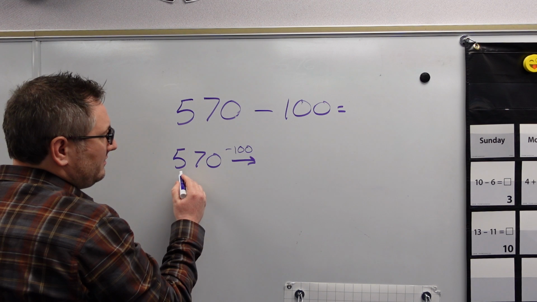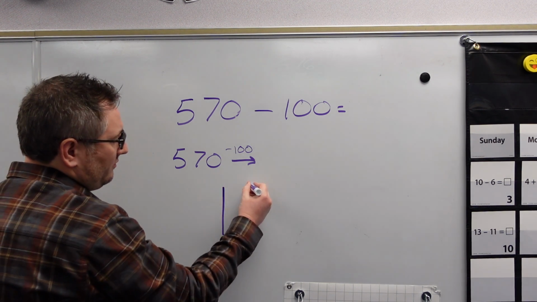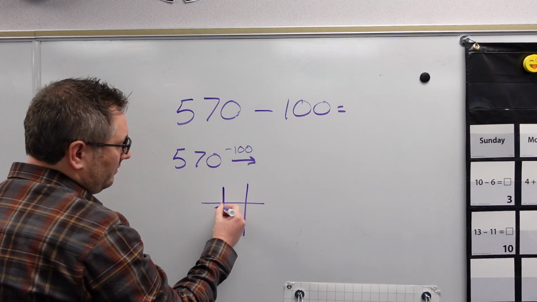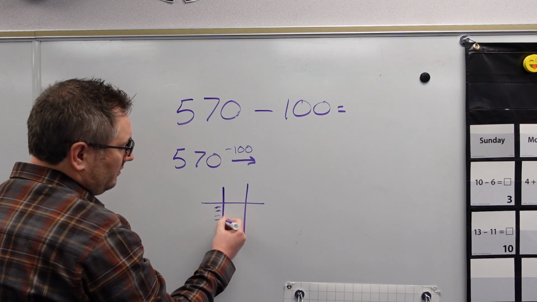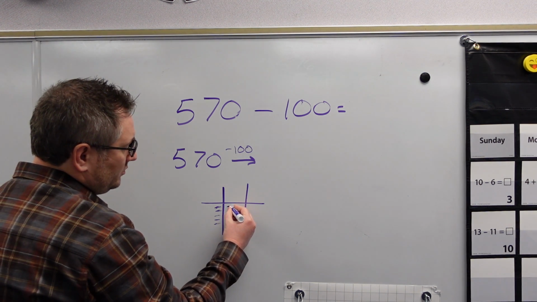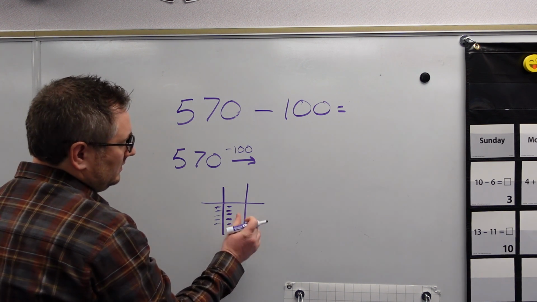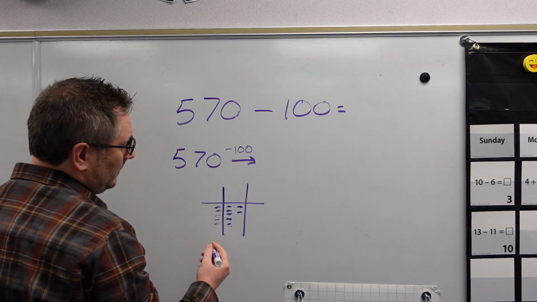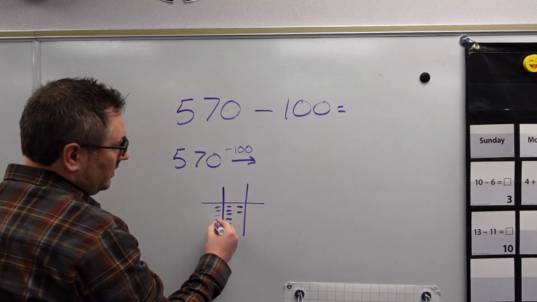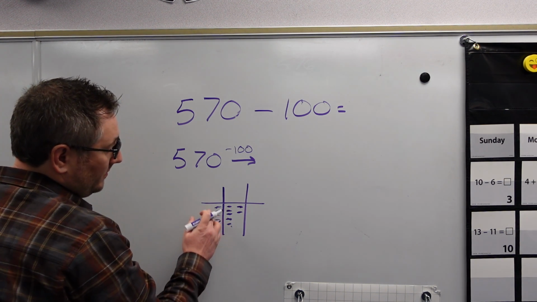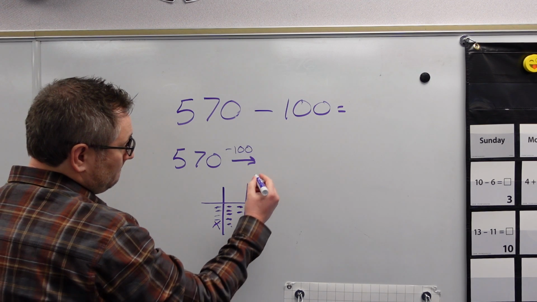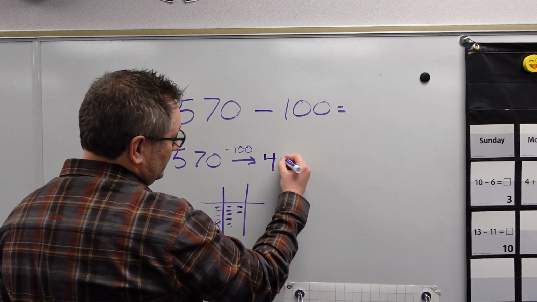So 570, take away 100, and again we have a place value chart. We have 5 hundreds, and then 7 tens. All we got to do is take away 100. Now I have 4 hundreds left. 470.